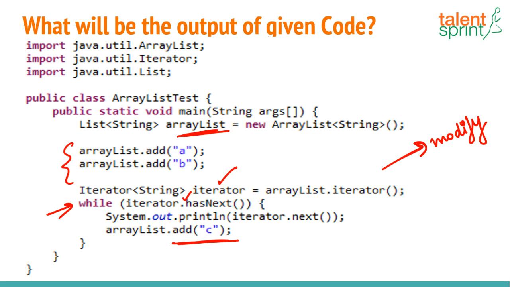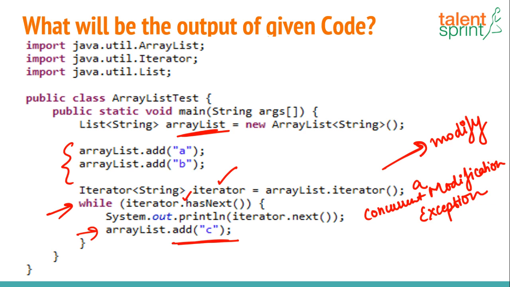So this program, when it reaches hasNext, it prints and it reaches this value here, it will print A, and then it will throw concurrent modification exception. Because you are trying to add a value, you are trying to manipulate your list while you are trying to iterate through the list. Two things are not allowed.